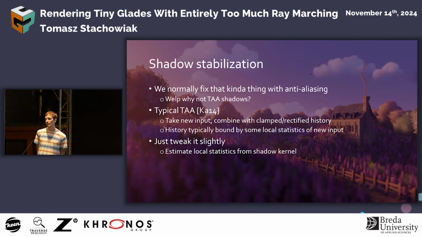And TAA specifically is really good at dealing with temporal aliasing. So typically in TAA, you would take the new input you have just rendered, and you combine it with history that you rectify, modify, or reject in some way.